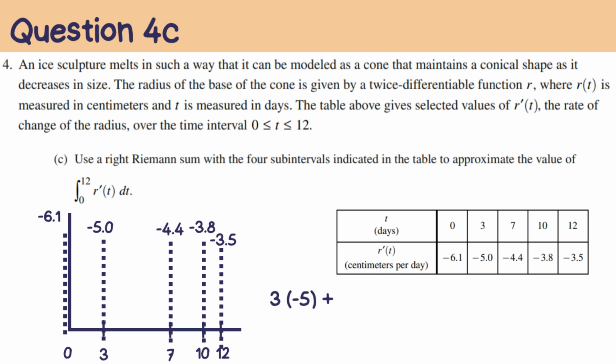Now I'm going to add that to my next interval, which is from 3 to 7, and that's 4 units, multiplied by the rightmost value, which is in between negative 5 and negative 4.4. But the rightmost value here is going to be negative 4.4. And then just do the exact same thing for the next few ones. So from 7 to 10, that's 3 units, multiplied by negative 3.8. And then from 10 to 12, that's 2 units, multiplied by negative 3.5.